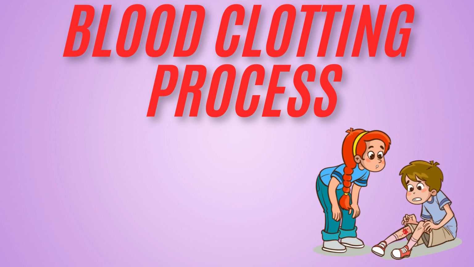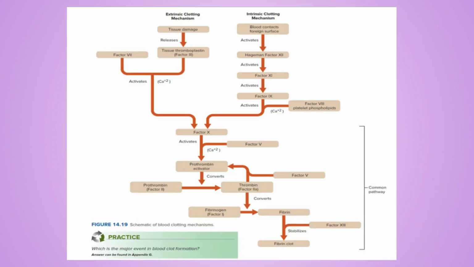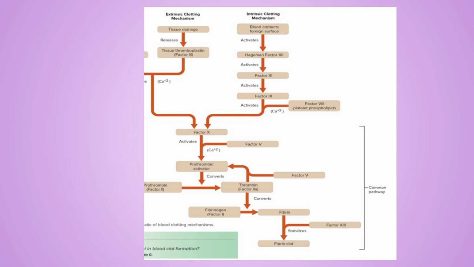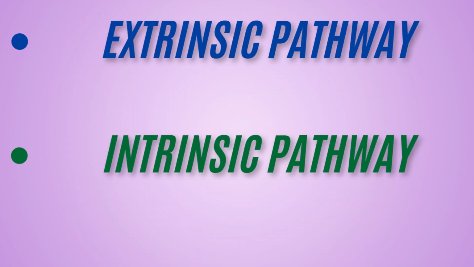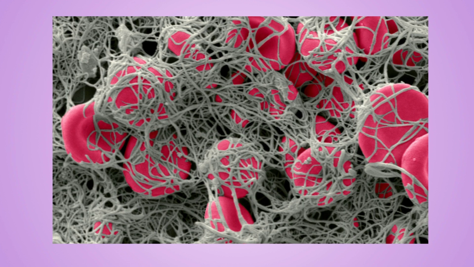Today, we're going to walk through the blood clotting process, which is crucial for stopping bleeding when you get injured. It's a complex, multi-step process, but let's break it down into two main pathways, the extrinsic pathway and the intrinsic pathway, and then we'll finish with the formation of the clot itself.